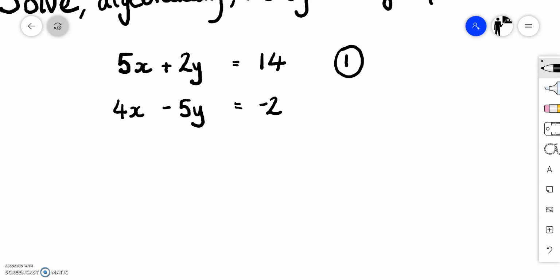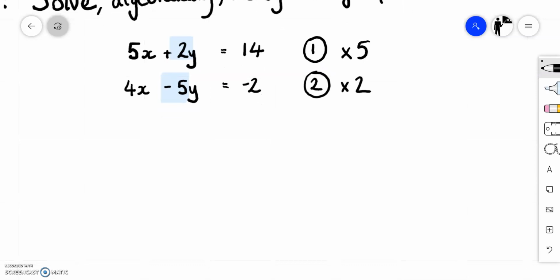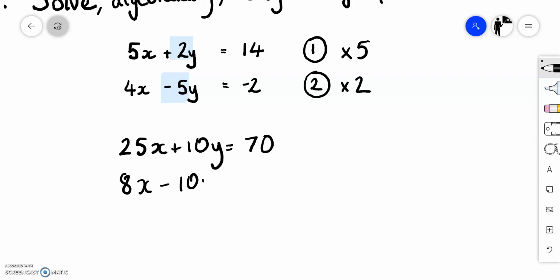So I'm going to label this first one equation 1. I'm going to label this equation 2. I'm going to multiply this equation by 5, because if I do that, I'm going to get a 10y here. I'm going to multiply this equation by 2, because then I'm going to get a minus 10y here. And when those numbers are matching up, we can then start to eliminate. So I'm going to multiply everything in equation 1 by 5. That's going to be 25x plus 10y is equal to 70. 8x minus 10y is equal to negative 6. And I'm just going to relabel these equation 3 and equation 4.